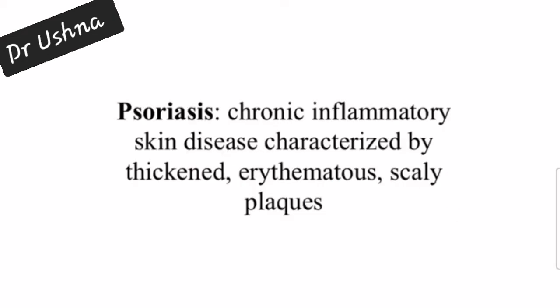videos covering immunologic disease states or autoimmune diseases. The last autoimmune condition we will talk about is psoriasis. Psoriasis is a chronic inflammatory skin disease that is characterized by thickened, red, scaly plaques. Psoriasis is another example of an autoimmune disease state.